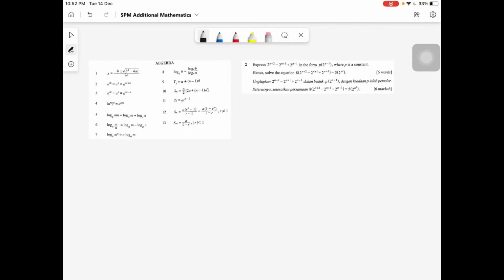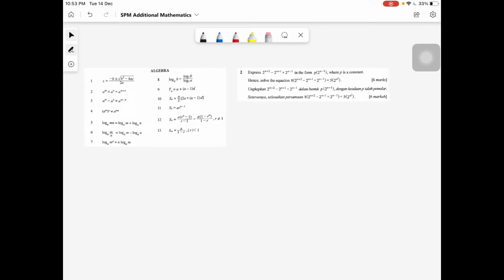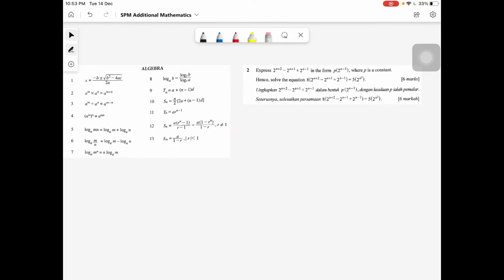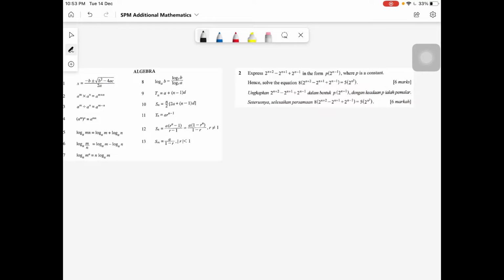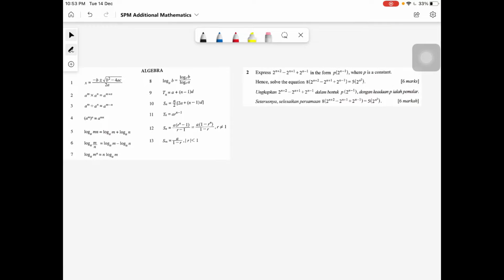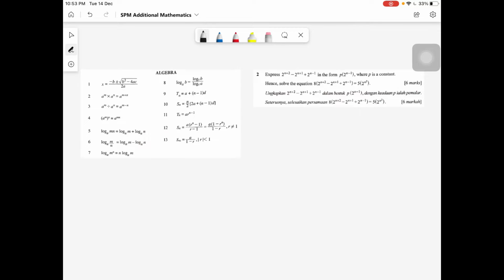Hi everyone, so today we will be tackling the SPM 2019 paper 2 section A question 2. As you can see, it states: express 2 power n plus 2 minus 2 power n plus 1 plus 2 power n minus 1 in the form p bracket 2 power n minus 1, where p is a constant. Okay, so this is the first part of the question.